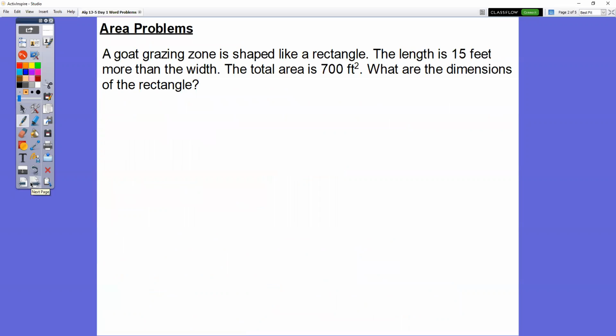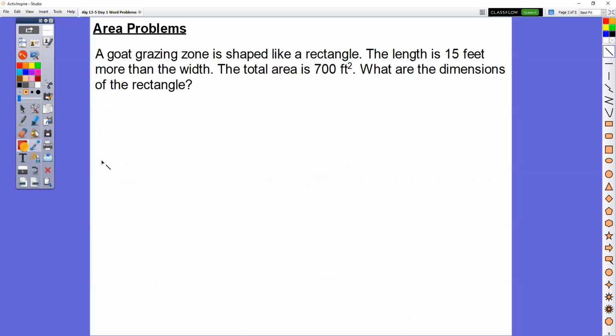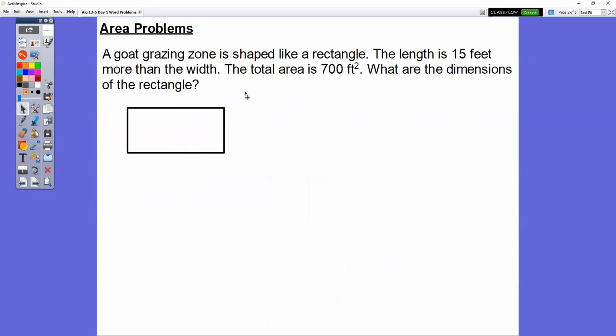So let's take a look at 4 examples. I'm going to do the first 3, and then I'm going to have you try the last one on your own. So take a look at this one. This is a typical problem. It says a goat grazing zone is shaped like a rectangle. Immediately, because it's talking about a rectangle, the first thing that I want to do is draw a rectangle.